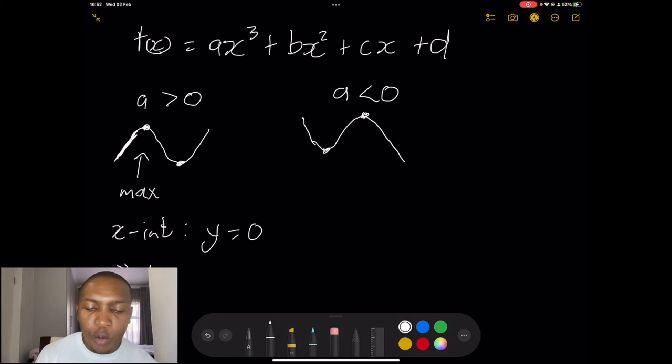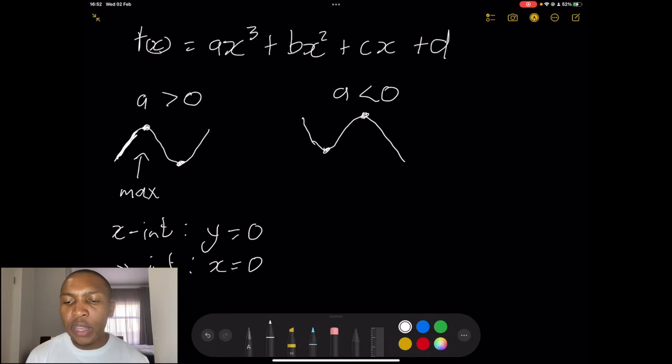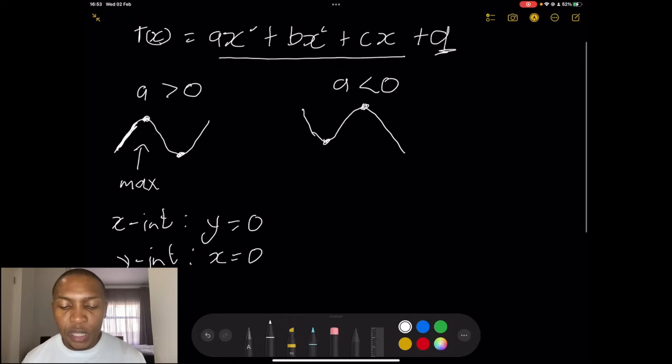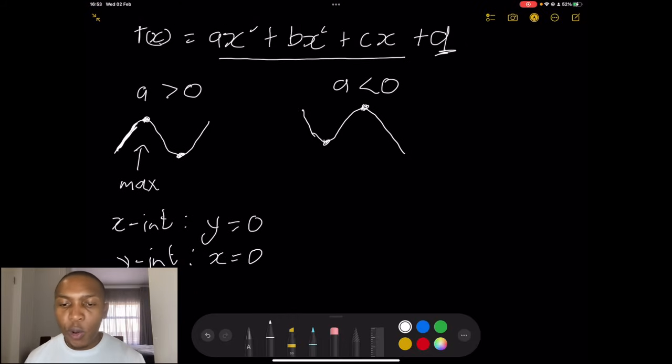For the y-intercept, we know that this is where x is equal to 0. The fortunate thing is that if you are given the equation in standard form like that, then d, your constant term, the one without an x in it, automatically becomes your y-intercept. So if you don't have the value of d, that means it will cut at 0, and so on and so forth.